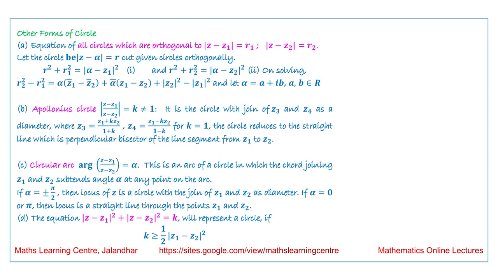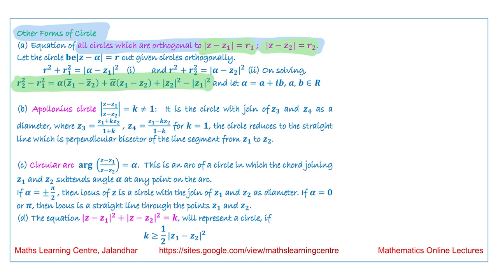Next we have given some advanced forms of the equations of circles. First is the equation of all circles which are orthogonal to these two circles. We will not go into the details of these equations. We will discuss them in some advanced lectures related to complex numbers. At this moment you can just give a reading to these equations. These are the equations of the two circles, and this is the equation of the circle which is orthogonal to both of these. What orthogonal circles are, we will discuss in our next lectures.